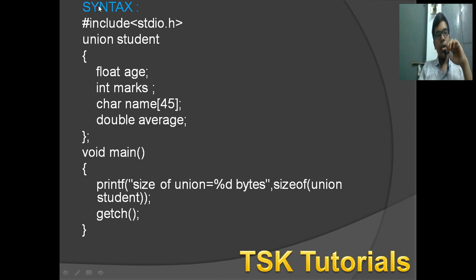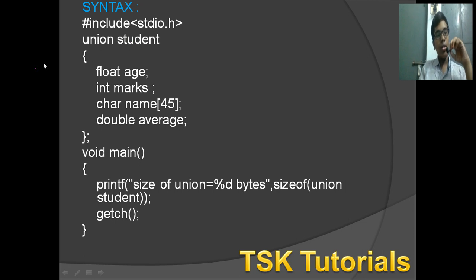This is the common hash include stdio.h, which is called the header file. Now I am going to give you the details of a student under union. I have to store all those variables like age, marks, name, and average, all under one memory. I have to allot one memory to one student. Then you have to use the syntax of the union. Union student, or you can give anything here like union Raju or something.